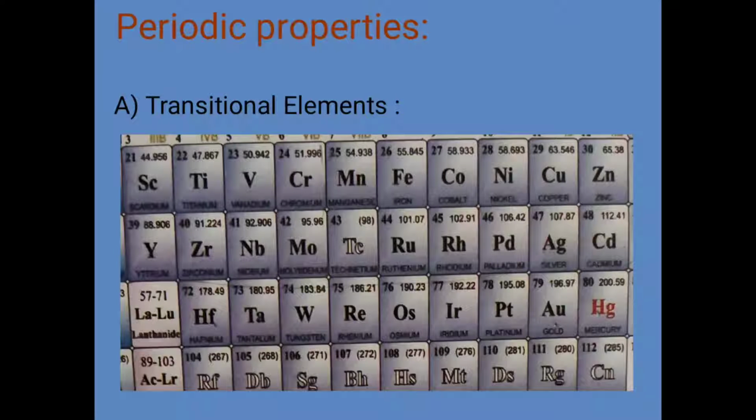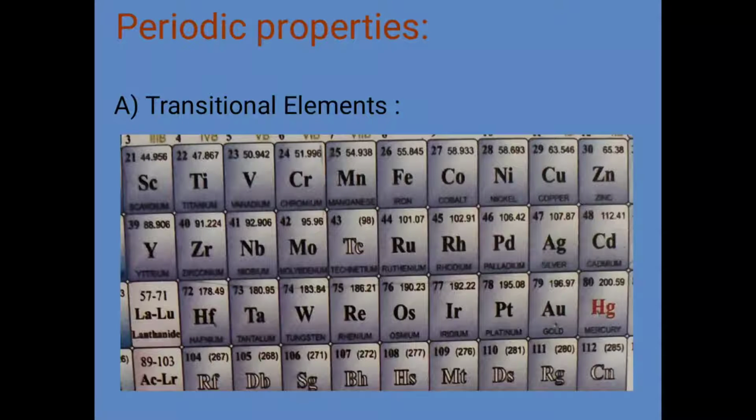In our periodic table, there are transitional elements, inner transition elements, lanthanides and actinides present. First, transitional element. In this element, the last electron enters the penultimate shell, that is the d shell.